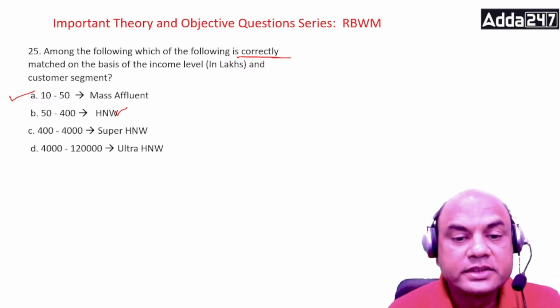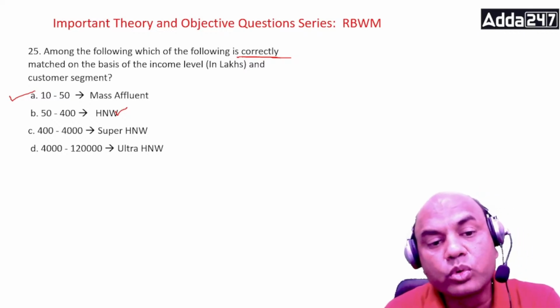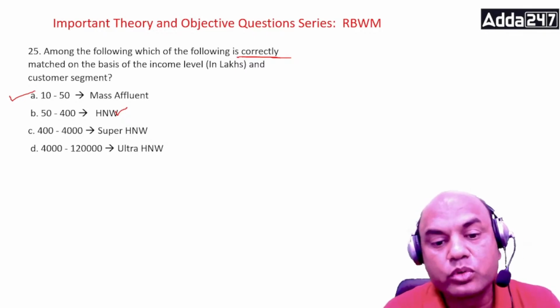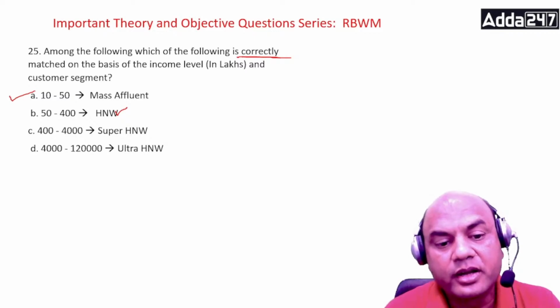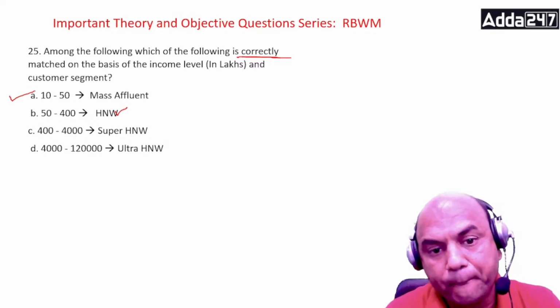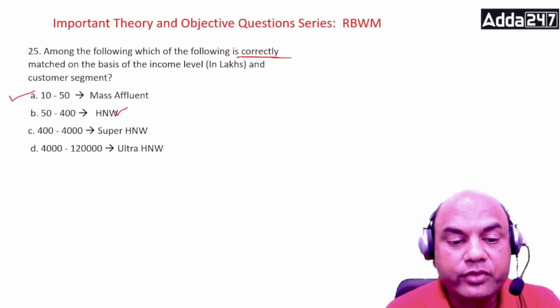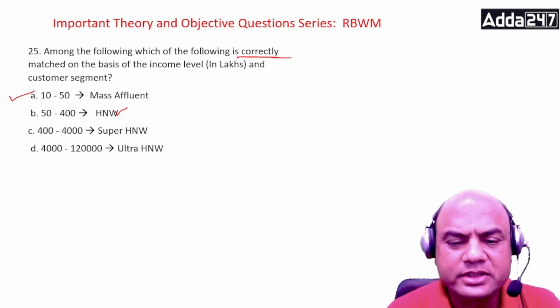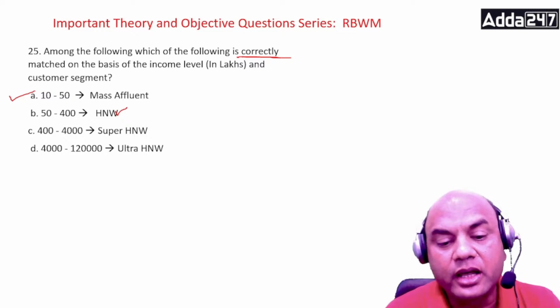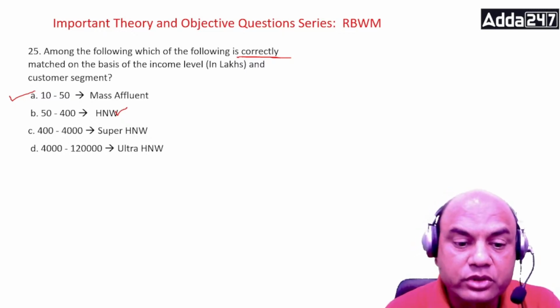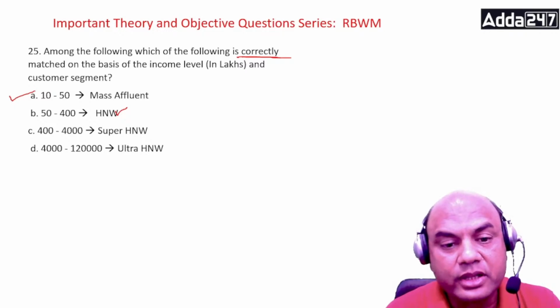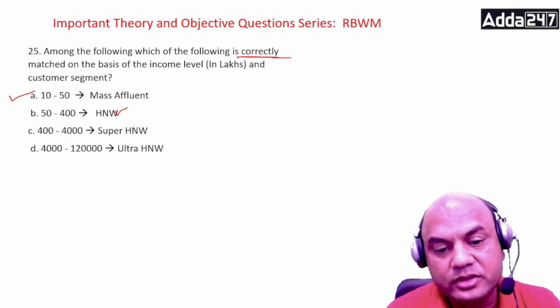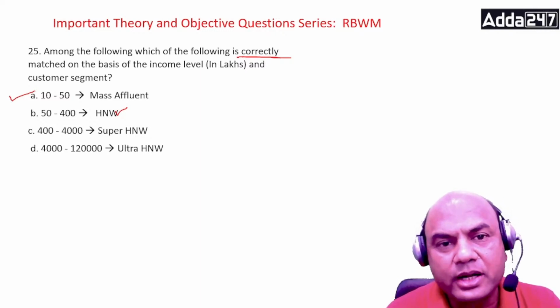Okay, so here it's like this. 2 to 10 lakhs, we call it mass market. 10 lakhs to 50 lakhs, mass affluent. Then 50 lakhs to 400 lakhs, super affluent. 400 lakhs to 4,000 lakhs, and all these remaining ones are HNW, super HNW, and above this, 4,000 to 1 lakh 20,000 lakhs is super HNW, and after that it is ultra HNW. These definitions can go separately, but what's important is the mass affluent.